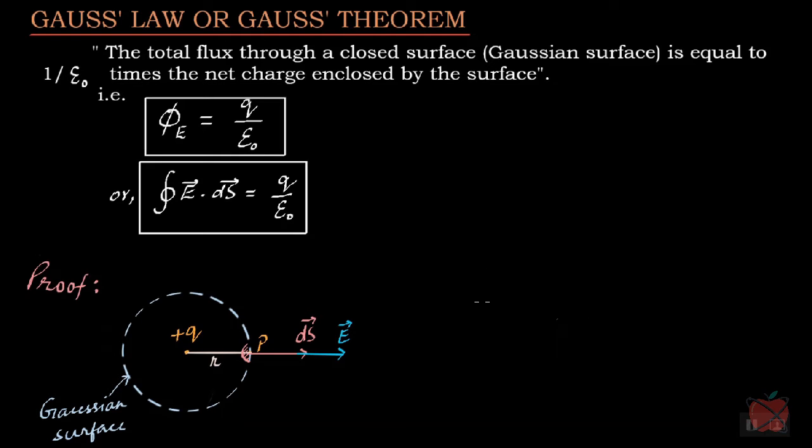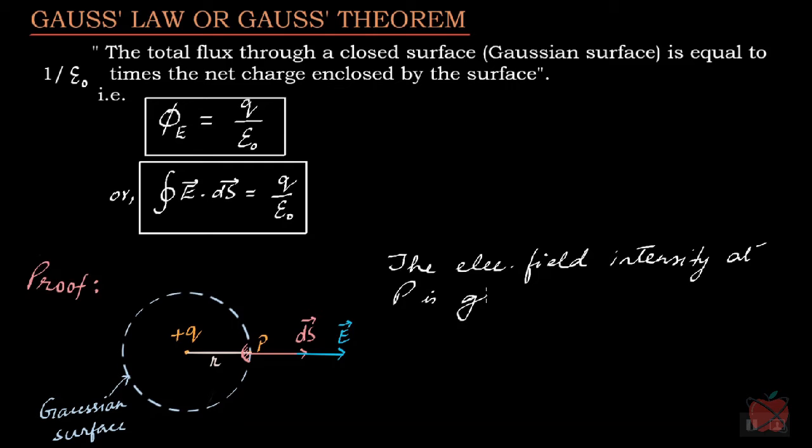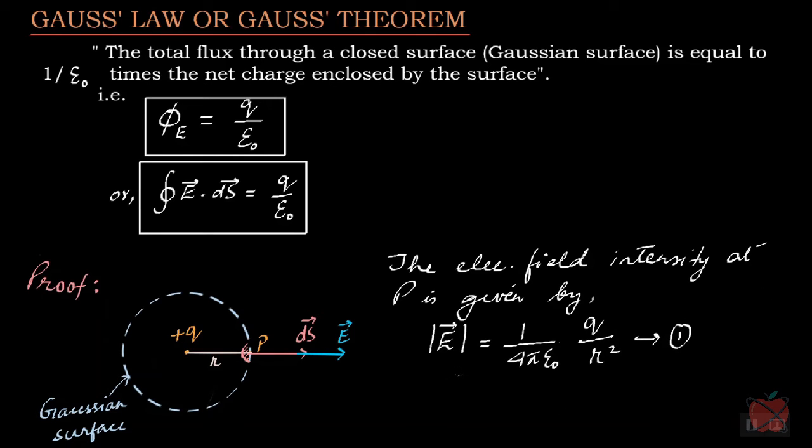All right. Now the electric field intensity at P is given by what? We already have this expression. E bar modulus is 1 by 4 pi epsilon naught Q by distance square. And what is the distance from P to the charge Q? That will be R. So this will be R square. Call this equation 1. Okay, right. So now let us find the electric flux.